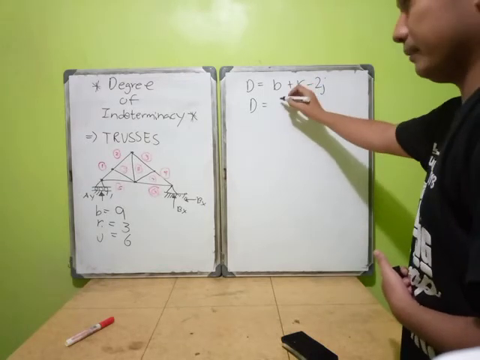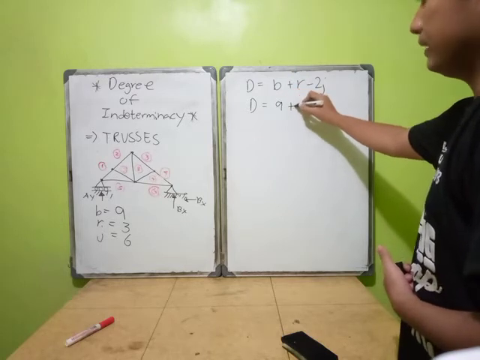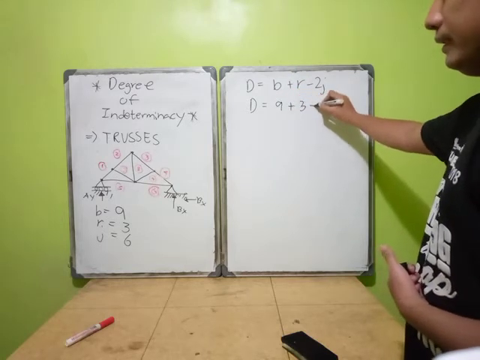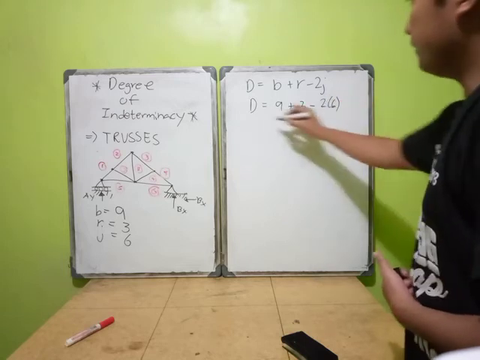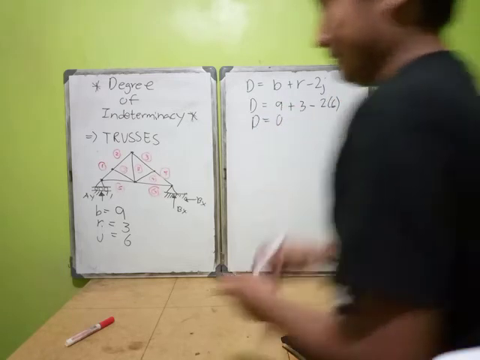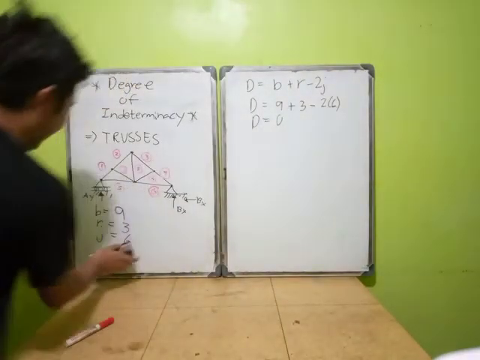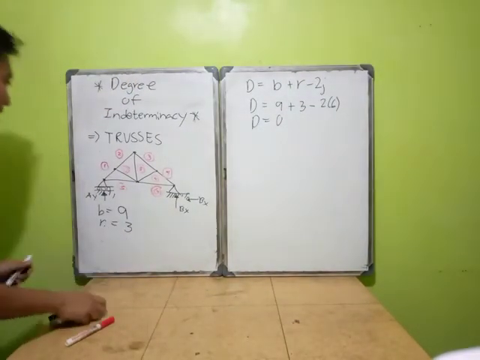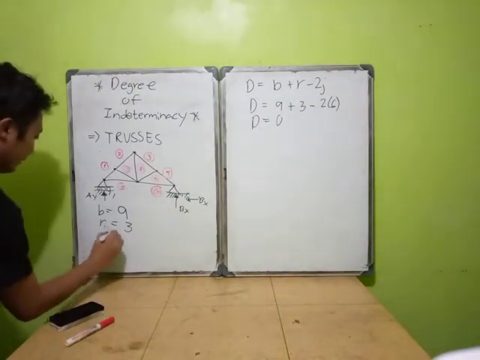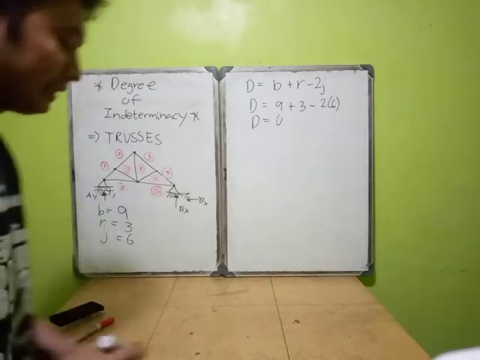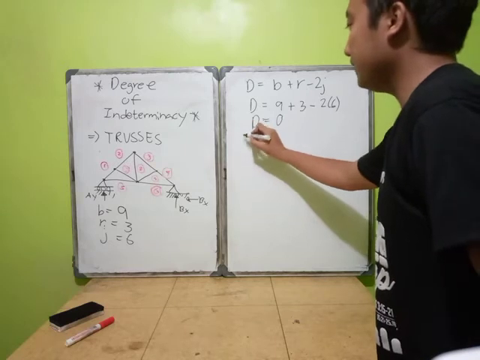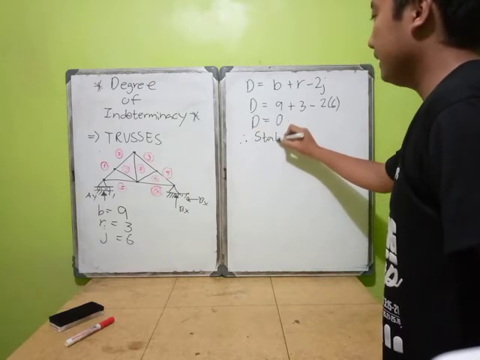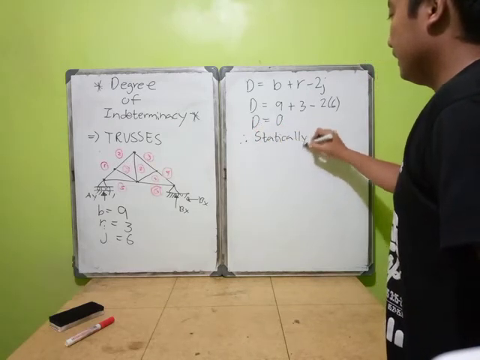So, therefore, yung degree of indeterminacy niya D is equal to B, the B is 9, R is 3, and then J, or the number of joints, is 6. So, pag net mo to, 0. Ganun pa rin siya. So, ang truss na to has degree of indeterminacy which is 0. So, therefore, this is statically determinate.